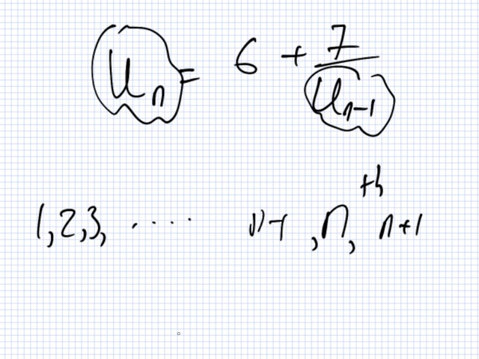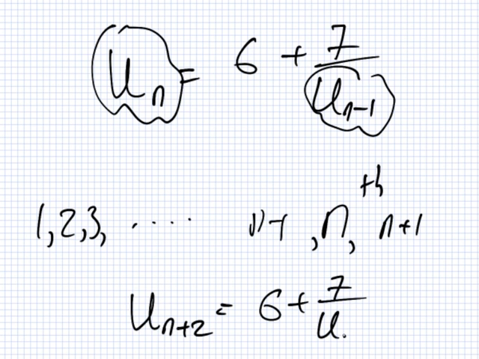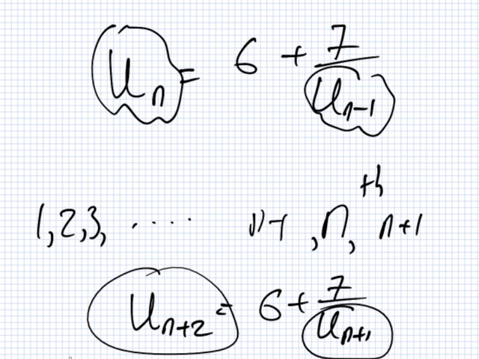And if you think about it, you could even write it like this if you really wanted to. un plus 2 equals 6 plus 7 over, what would I need to write here, do you think? N plus 1, because this is still the piece before this. N plus 1 is before n plus 2. The only reason I'm showing you this is because in the exam, they could write it like this or the other way. It's still the same thing.